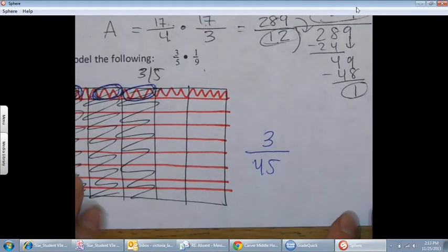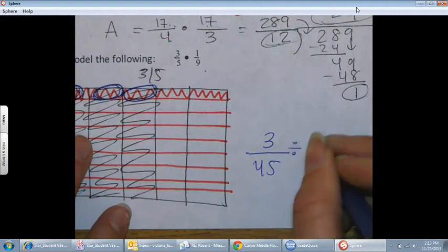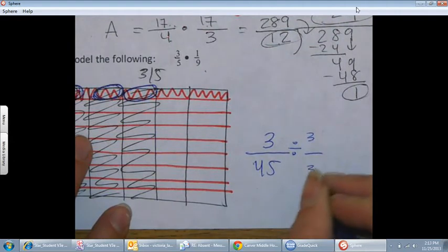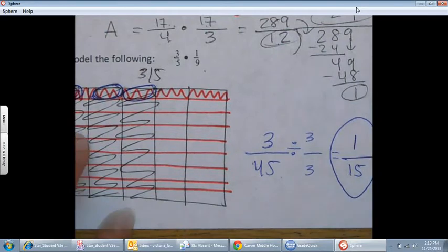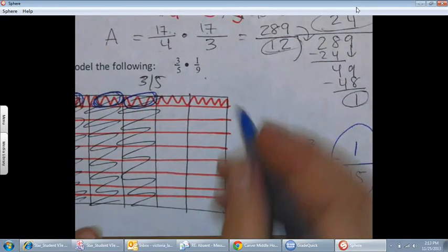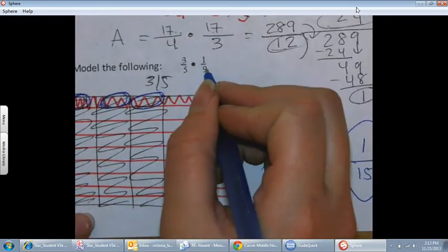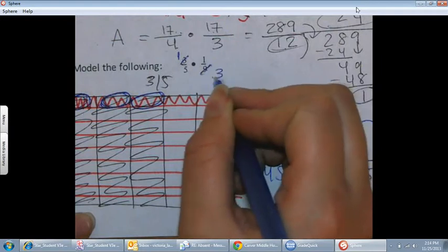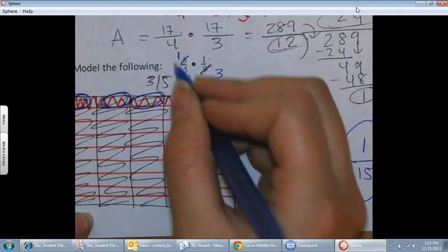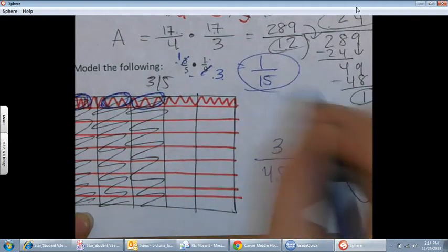Can that simplify? Yes. 3 can go into both. So we're going to divide by 3 on the top and 3 on the bottom. 3 divided by 3 is 1, and 45 divided by 3 is 15. So our answer is 1/15. And we can prove it up here to make sure we didn't do our model incorrectly. 3 and 9 go in 3 times, so 3 becomes a 1 and the 9 becomes a 3. 1 and 5 can't simplify, so 1 times 1 is 1, and 5 times 3 is 15. So we know we were correct.